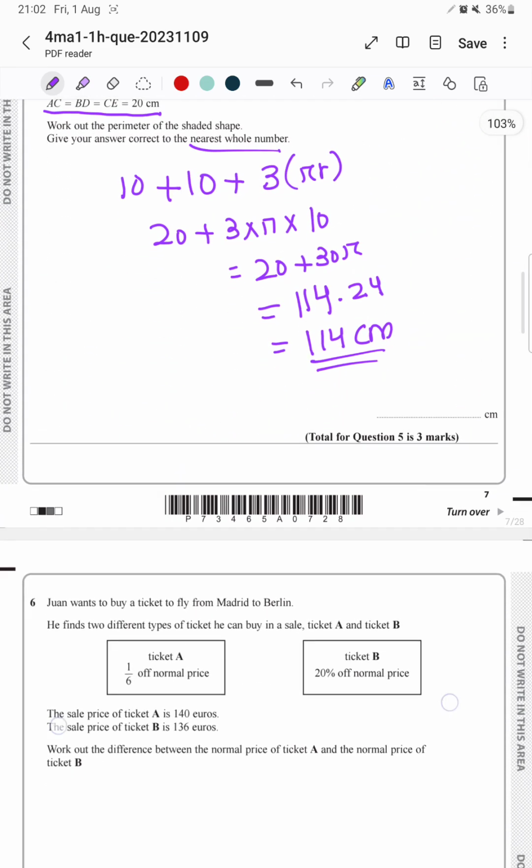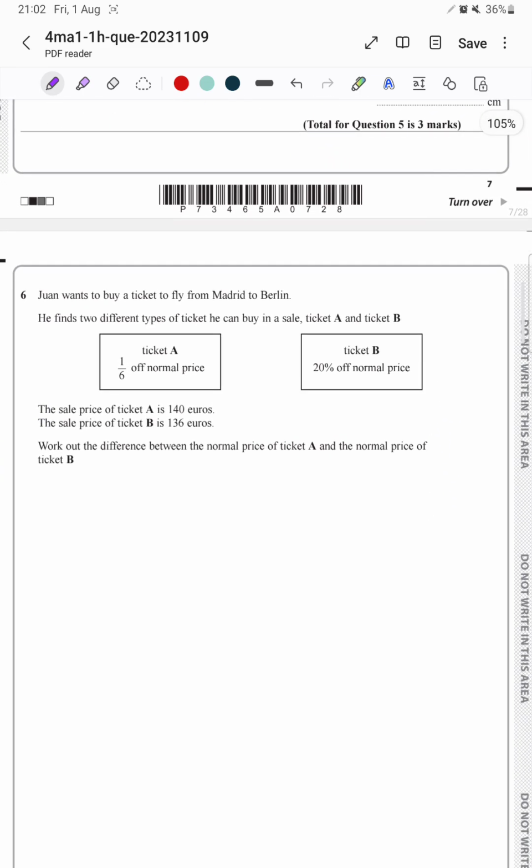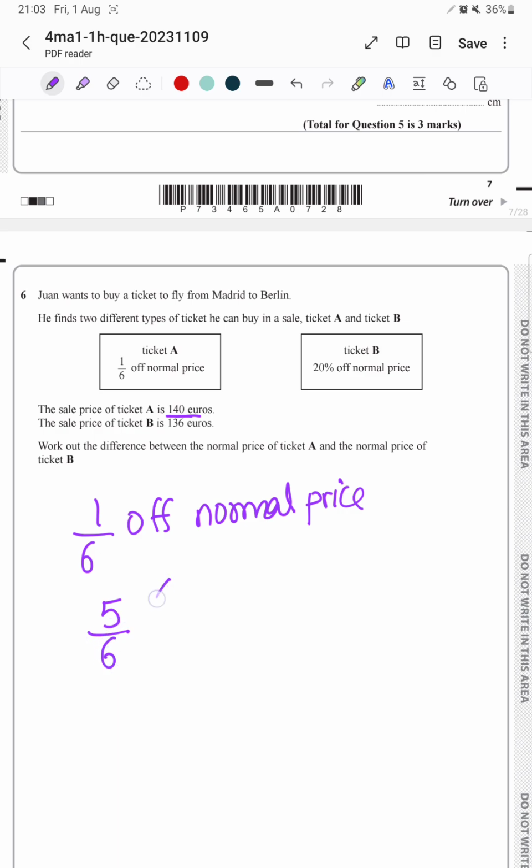Okay. Now the next question comes. Juan wants to buy a ticket to fly from Madrid to Berlin, and while doing so, he finds 2 different types of ticket he can buy in the sale. One is ticket A and one is ticket B. Ticket A's sale price is 140 euros, which is 1/6 off the normal price. So whatever the normal price is, if I take 1/6 off it, I will be getting the sale price. So the sale price will be 5/6 of the normal price.